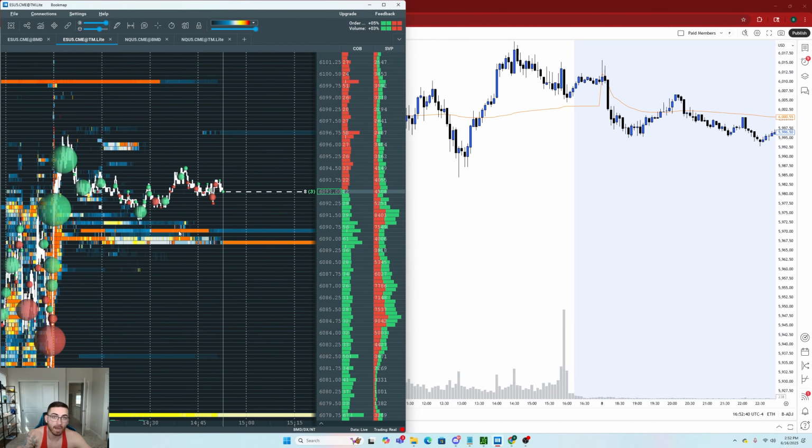But now I want to show you guys how I was able to use an imbalance in the market and piece it together with another key level as well as order flow to identify a high probability trade.